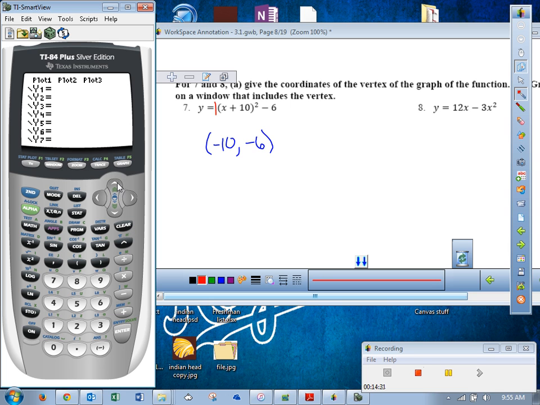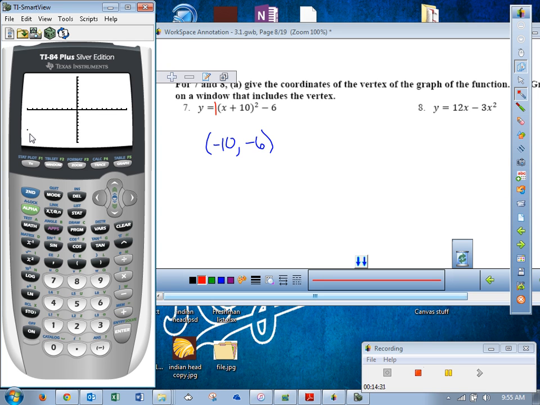You got to type the parentheses. So it's x plus 10, quantity squared, minus 6. I don't think that standard window is going to work. That's why we did that earlier. Zoom 6. I mean, there it is. I don't see it all. The vertex is at negative 10, negative 6, way over here, correct?